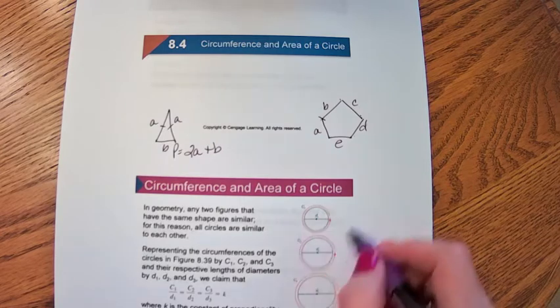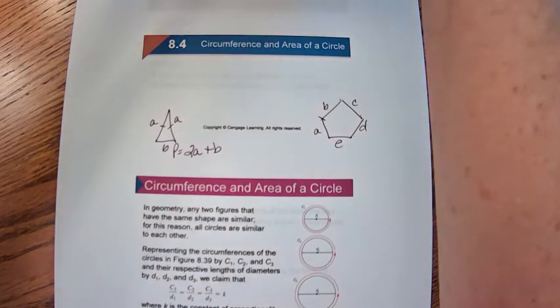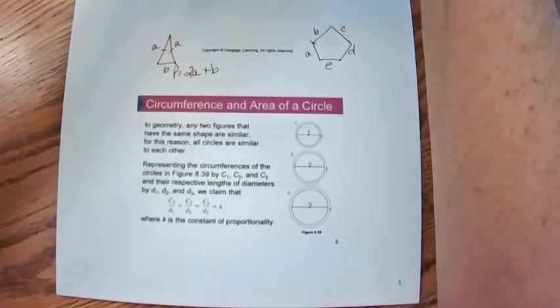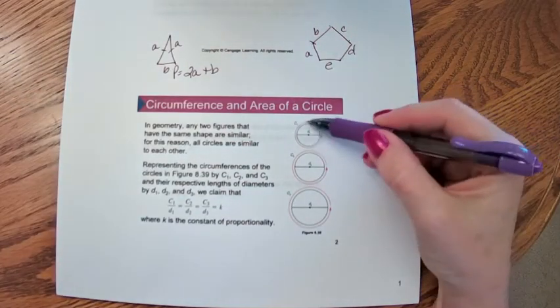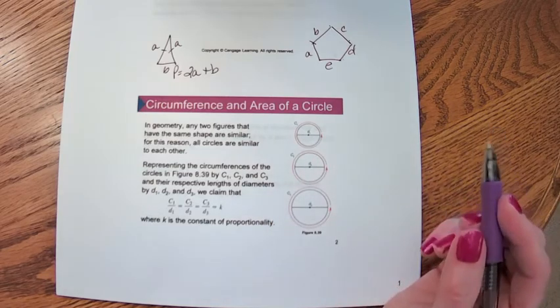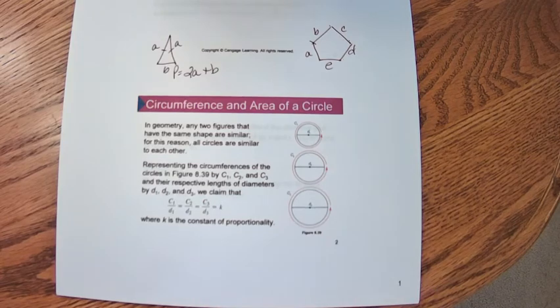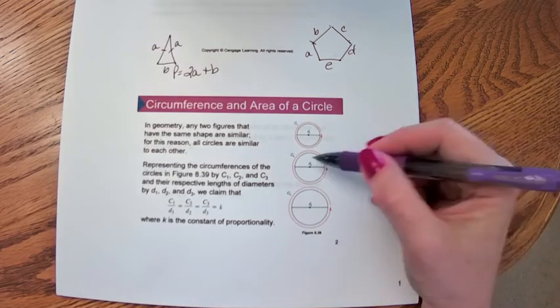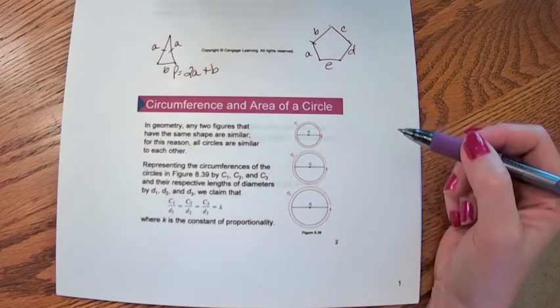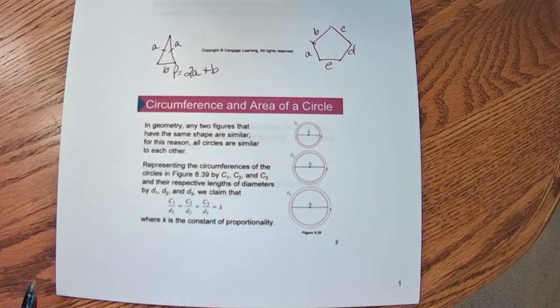We do not call the distance around a circle a perimeter. We call the distance around the circle a circumference. So it is a measurement. And here we have circle 1 that has diameter length D1. Here we have circle 2. By the way, all circles are similar because they're all the same shape. Here we have circle 2 that has diameter 2, and here we have circle 3 with diameter 3.